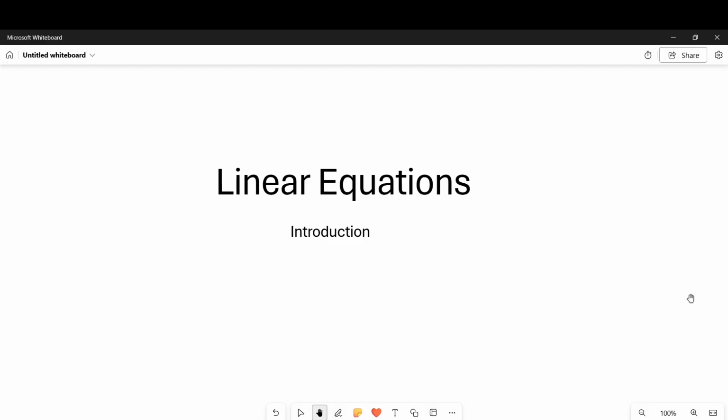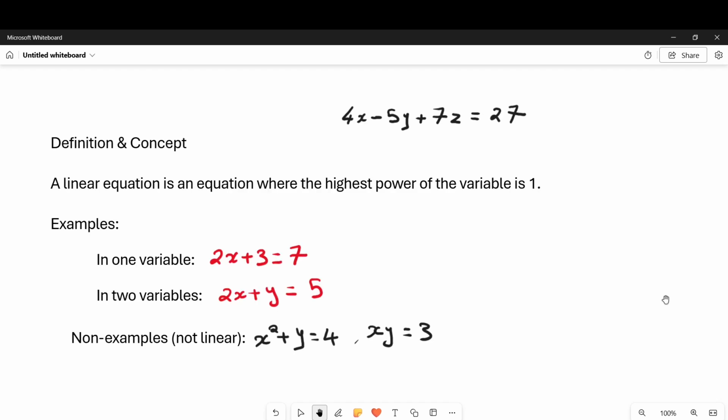Linear equations are the building blocks of linear algebra. We will crack it down step by step, so let's move to linear equations. Let's see the definition and concept of a linear equation. As the statement says, a linear equation is an equation where the highest power of the variable is 1. Look at this example of a linear equation.